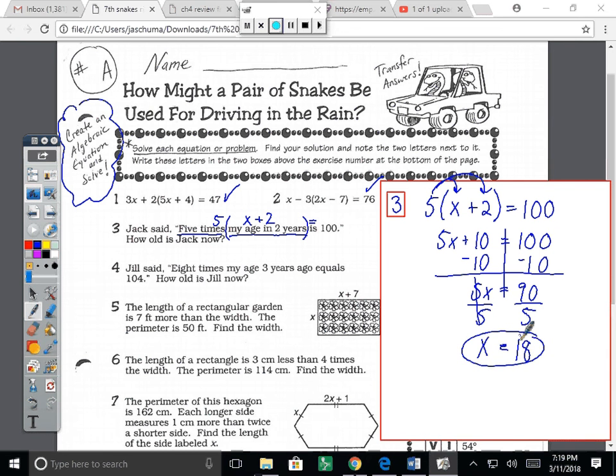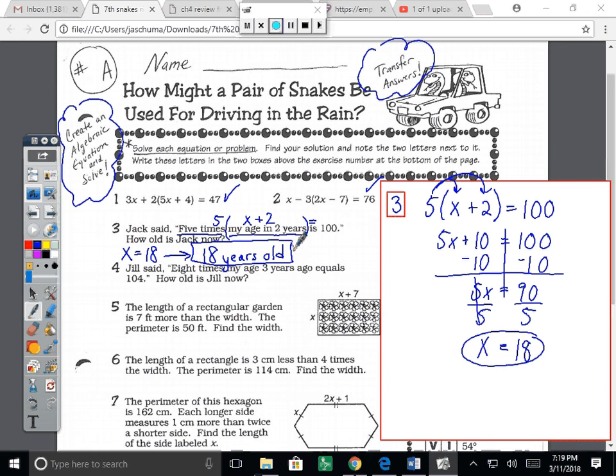So on my worksheet, I'm going to transfer my answer. Notice I did remind you to do that. So not only can I write x equals 18, I might write 18 years old. I'm practicing giving words back. If I give you words, please give words back. Let's take a look at number 4.